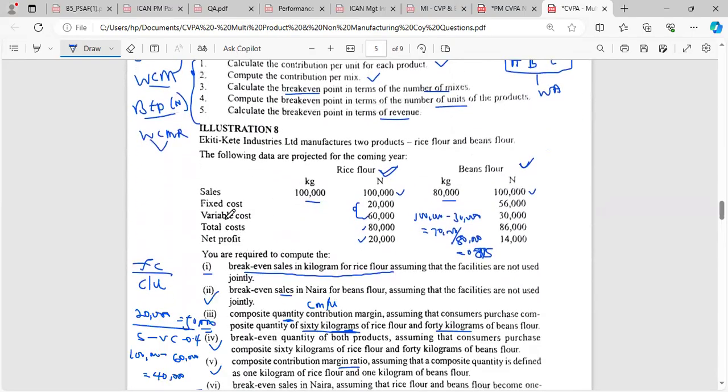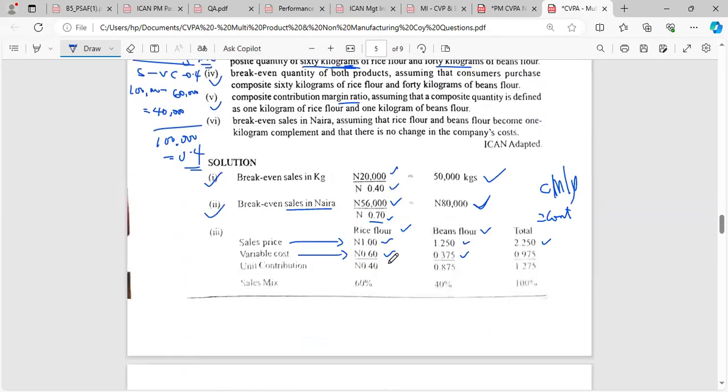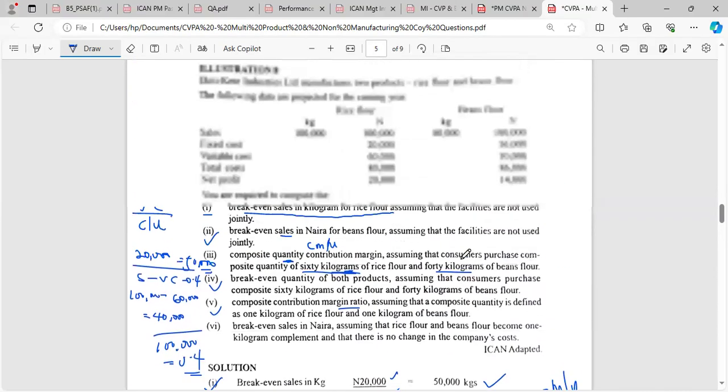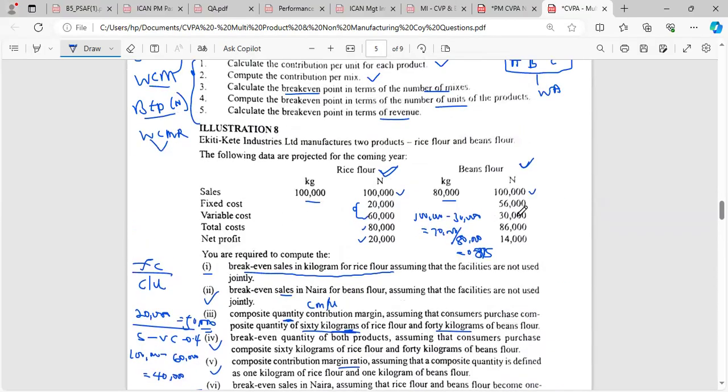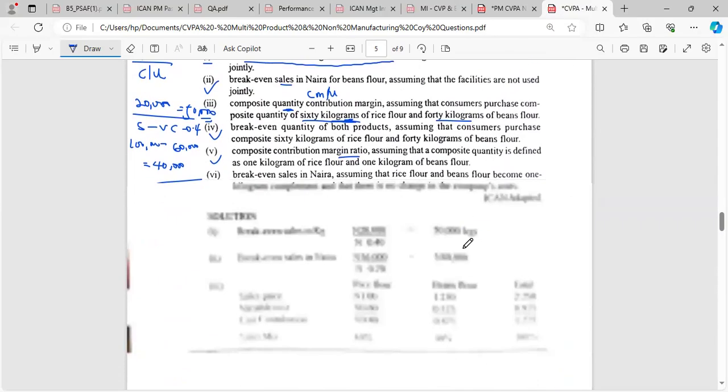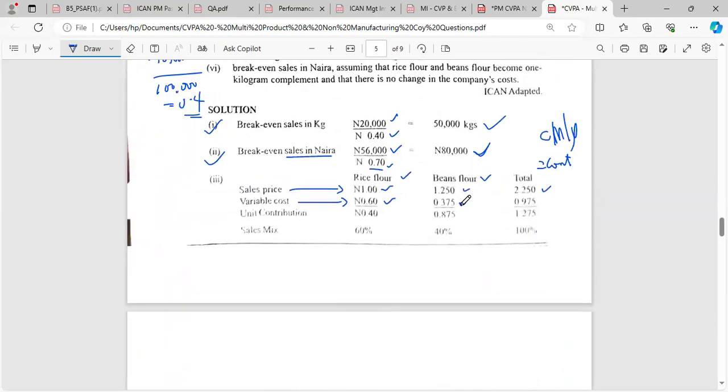Variable cost per unit. How much is our variable cost? Yes, 60. 60 divided by 100 should be 0.6. That's how we got variable cost here, 0.6. And the other one is variable cost for beans. What's the variable cost here? 30. 30 divided by 80 total quantity. That gives us 0.375. And that's how we got this figure here.